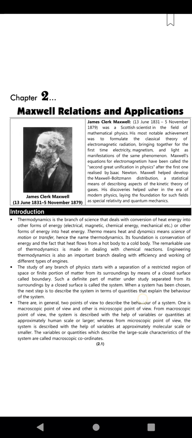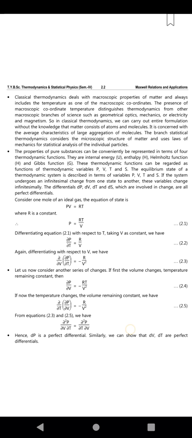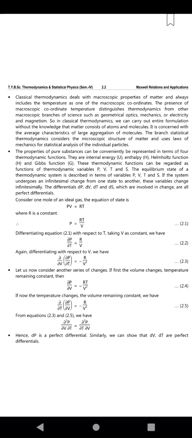Now, this is our second chapter, Maxwell's Relations and Applications. In this chapter, we will see the ideal gas equation, because we have to use the ideal gas equation at various places. Consider 1 mole of ideal gas. The equation of state can be written for 1 mole of ideal gas.